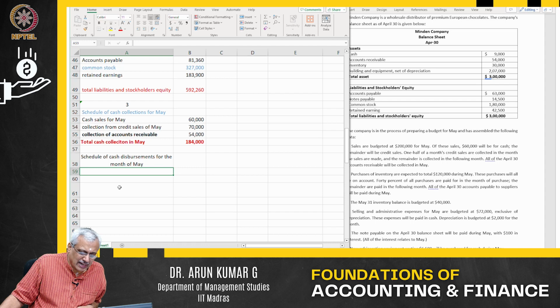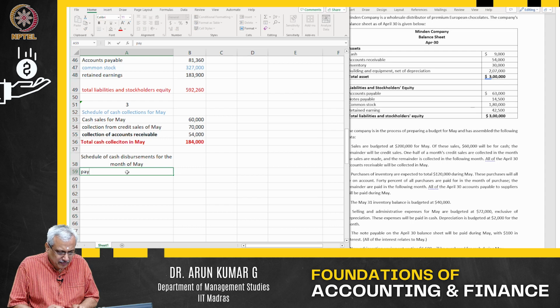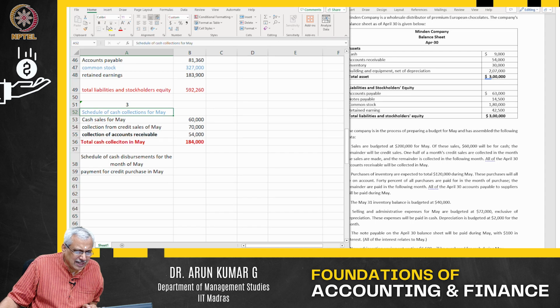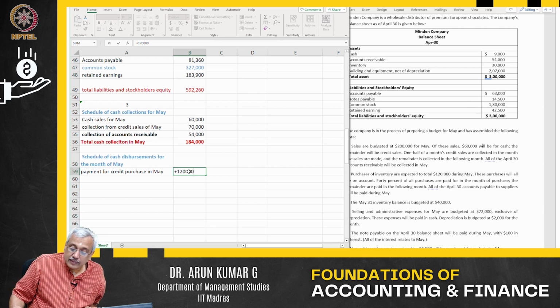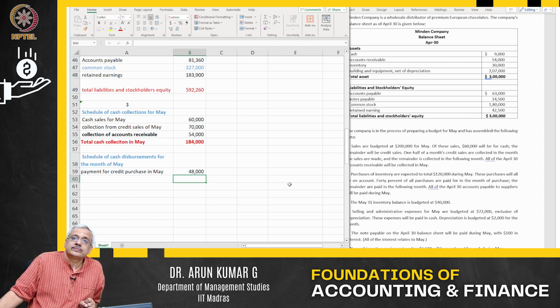Let us look at, in this particular case, what is the payment for credit purchase in May. If I look at payment for credit purchase in the month of May, what is the purchase in the month of May? 1,20,000. It says 40% is paid for in the month of purchase. This is what you have paid in the month of purchase.